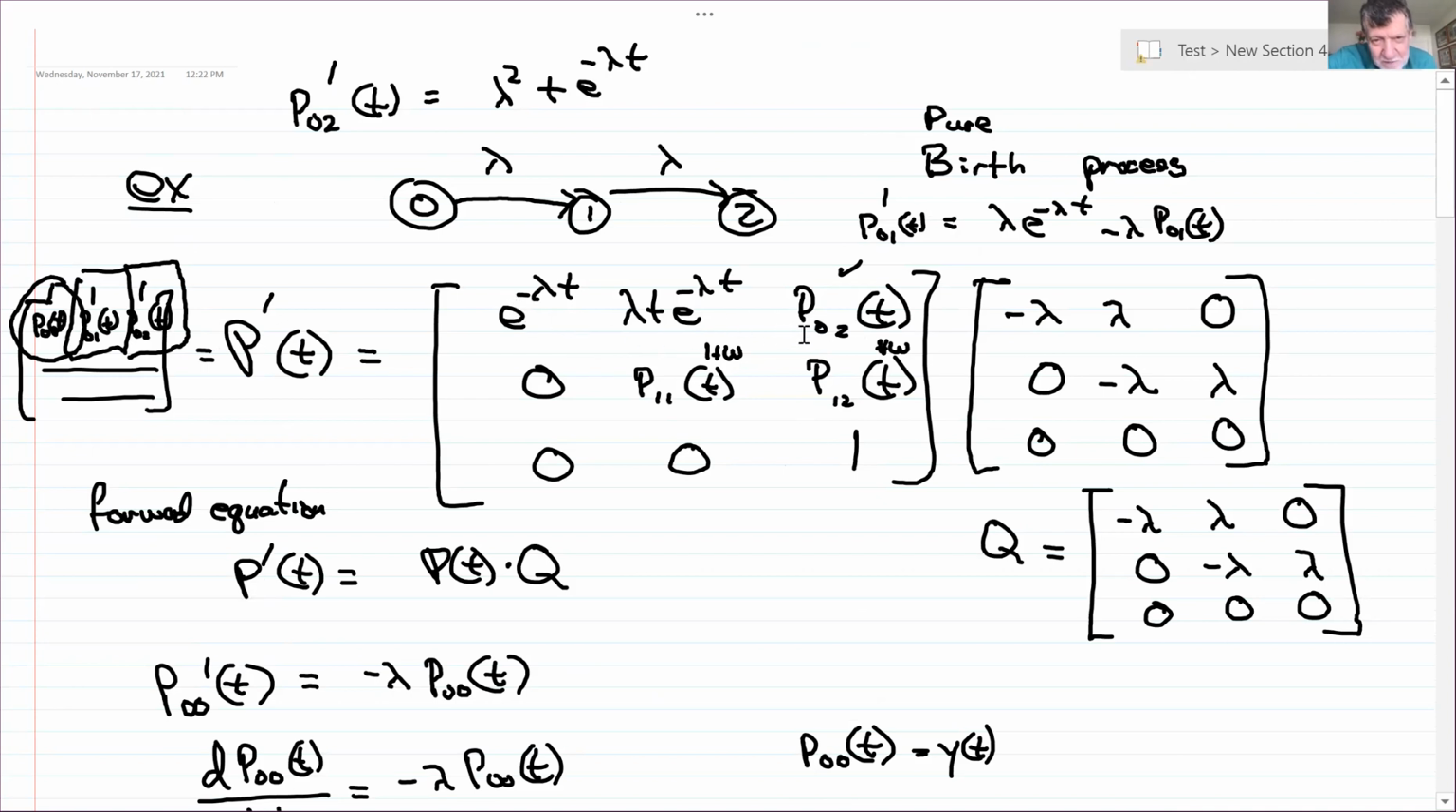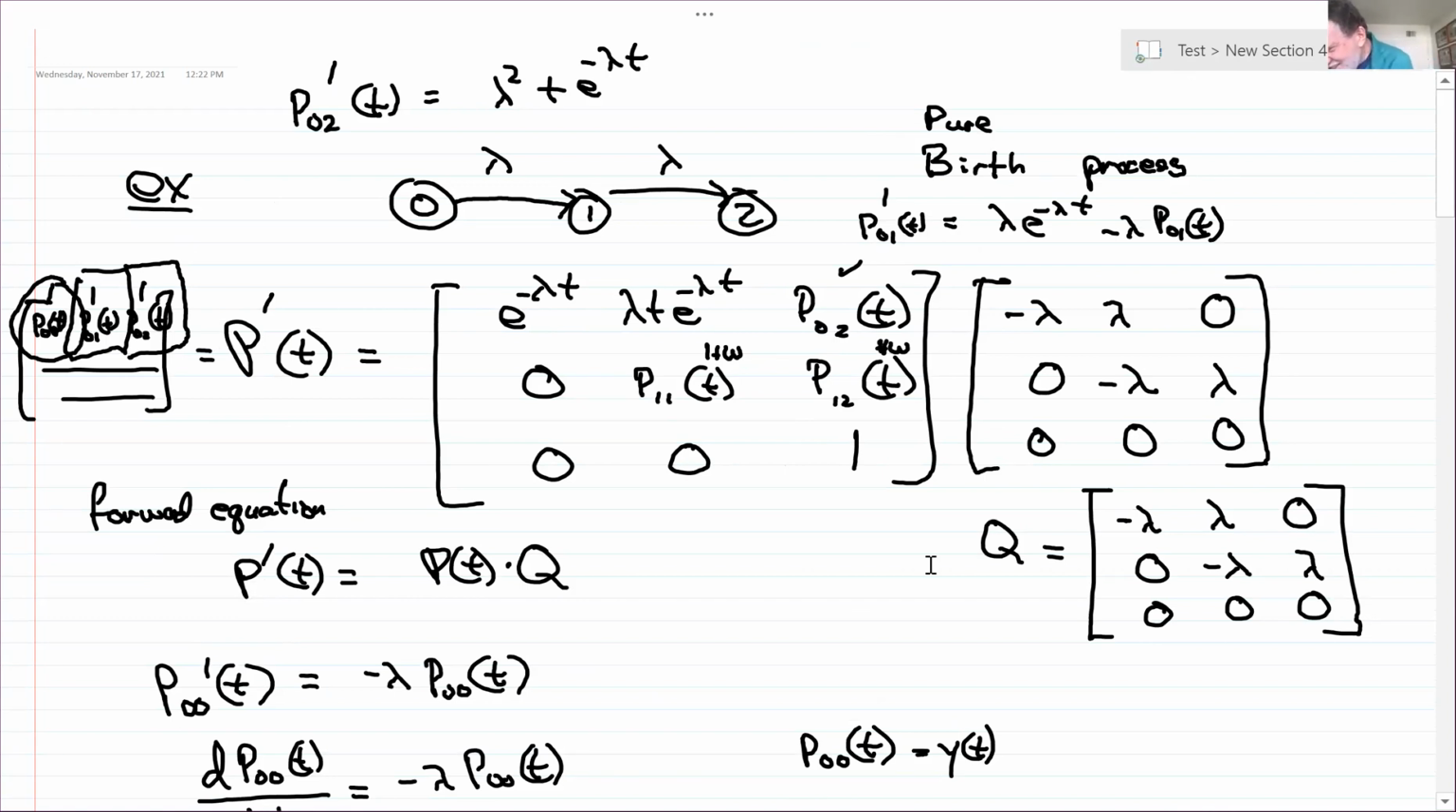We're trying to find P02 of t, right? And we already found this and this. So what do you know about the sum of this row? It had to add up to 1. So it's... yes, subtracted. Yes.